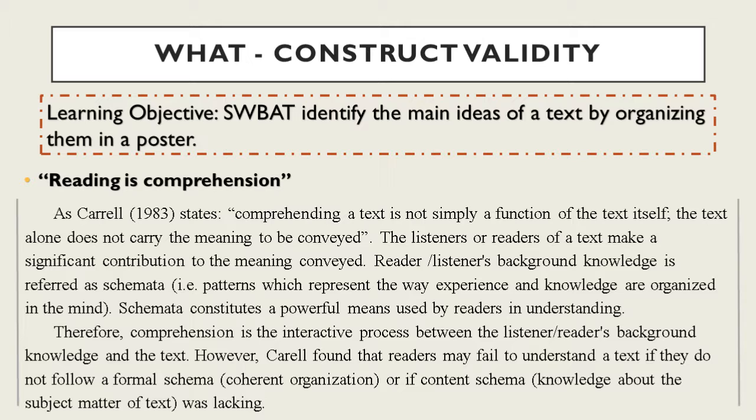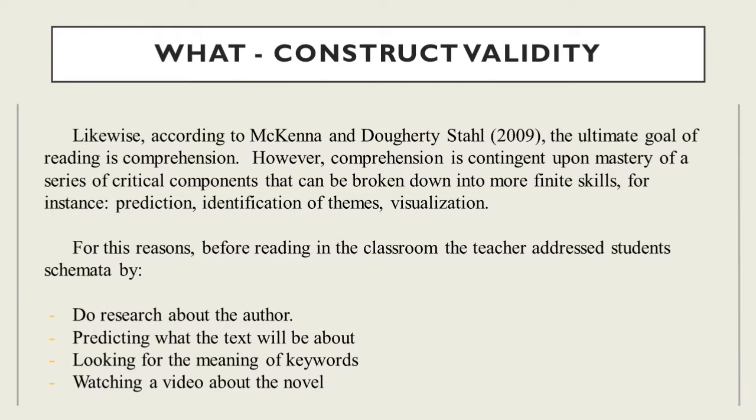However, Carrell found that readers may fail to understand a text if they do not follow a formal schema, or the coherent organization, or if content schema, knowledge about the subject matter of the text, was lacking. Likewise, according to McKenna and Doherty-Stoll, the ultimate goal of reading is comprehension. However, comprehension is contingent upon mastery of a series of critical components that can be broken down into more finite skills. For instance, prediction, identification of themes, and visualization. Because the reader needs to develop the ability to put all these components together to create meaning or comprehension. The reader needs to be able to indicate the beginning, middle, and ending of a story, as well as to give specific details of a story in order to comprehend.